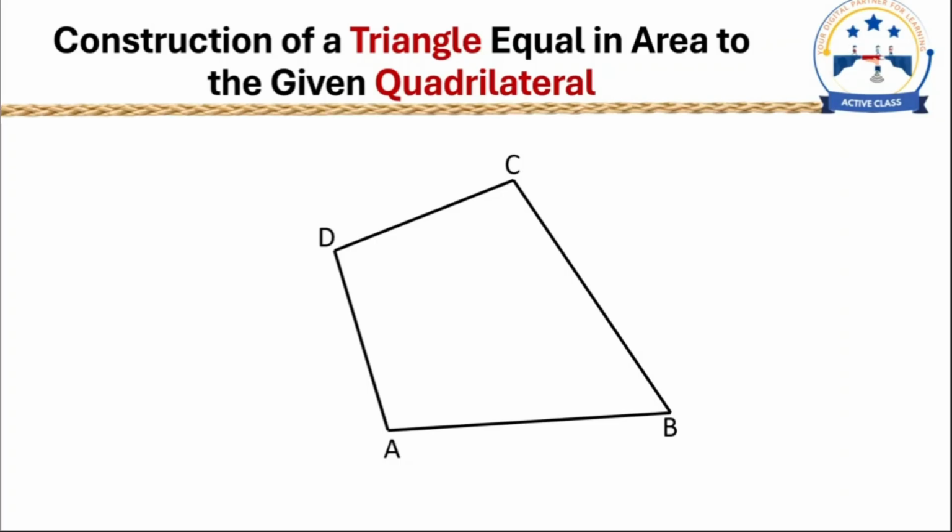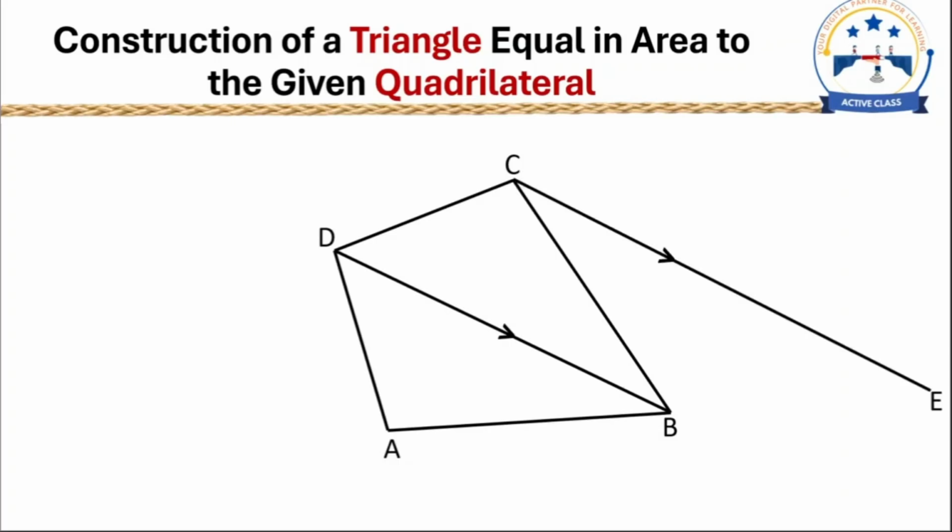So, in order to make another triangle that has equal area with this quadrilateral ABCD, I have to make one of the diagonals. So I'll be making diagonal BD. Now, I have to make a line segment from point C that will be parallel to the diagonal BD. Okay, let me make that line segment. Here, CE is parallel to BD. Now let me join BE. After joining BE, I will join point D and E.